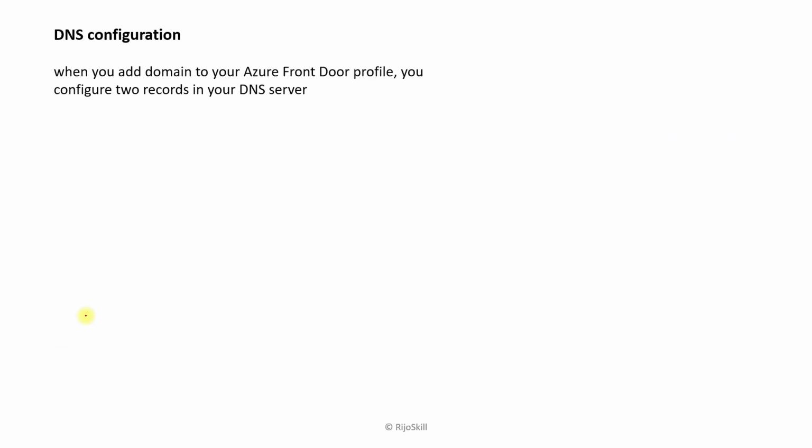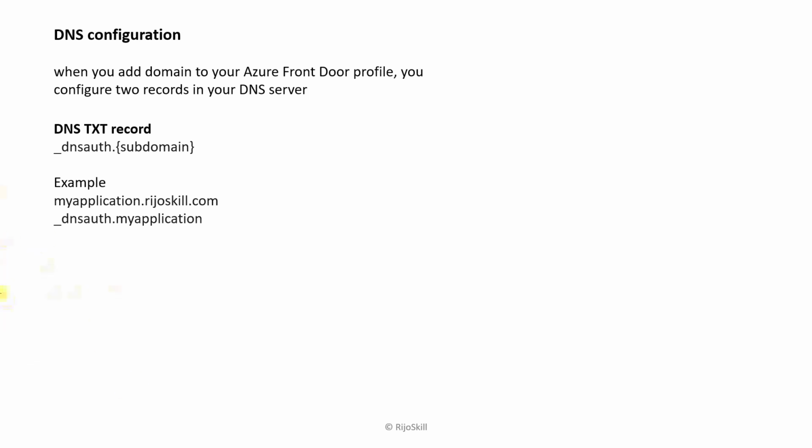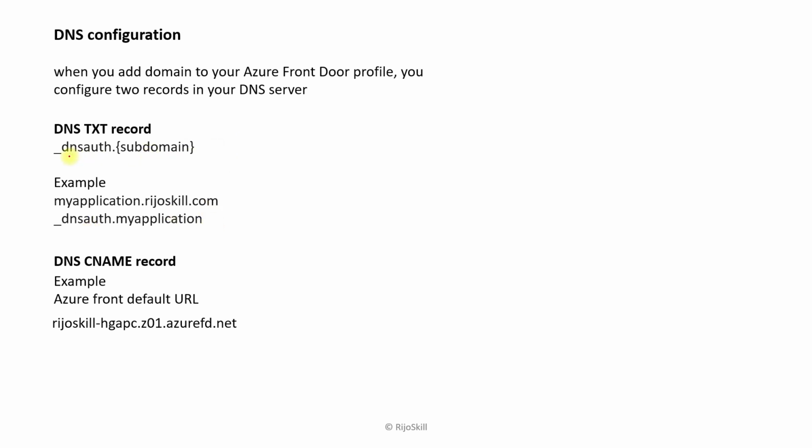When you add a domain to your Azure Front Door profile, you configure two records. The first record is the DNS TXT record. The next one is the DNS CNAME record. So what is the TXT record? You need to validate your own domain, so you need to add this TXT record in your DNS manager. Here you can see an example, my application RegioSkill, and the TXT record will look like this. If you are using Azure Front Door managed DNS, this will be validated automatically.